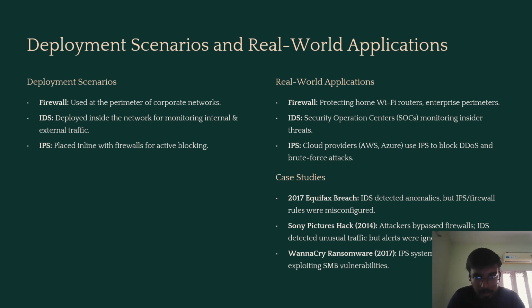Real world application. Firewall protecting home Wi-Fi routers, enterprise perimeters. IDS in security operation centers monitoring insider threats. IPS, cloud providers use IPS to block DDoS and brute force attacks. Case study 2017 Equifax breach. IDS detected anomalies, but IPS and firewall rules were misconfigured. And that was the case study for the topic.